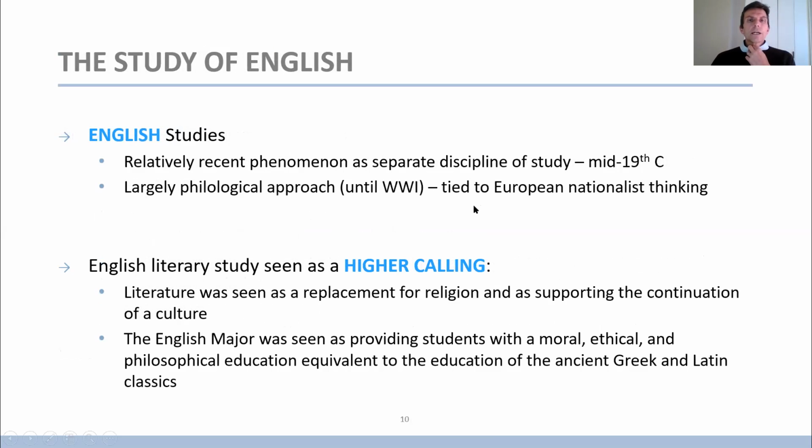The study of English. English studies as a discipline are a relatively recent phenomenon, really a product of the mid-19th century, and up until World War I, following German scholars, took a largely philological approach. So the analysis of the textual roots, linguistic roots of older texts. But also the rise of English and the study of other vernacular languages is tied to a European nationalistic thought of the 19th century.